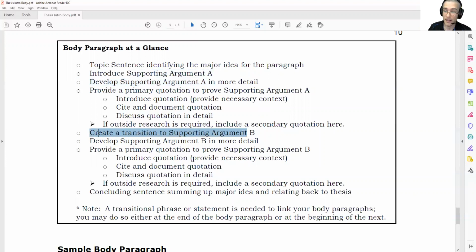Then you have maybe a sentence or a half of a sentence that transitions into supporting argument B and develops supporting argument B. So you establish what supporting argument B, or 2, is, and you show how it derives from, or it leads off of, or follows from supporting argument A. And you do the same thing again, providing the evidence for it, analyzing the evidence, and showing how that piece of evidence, how that quotation, helps you to prove supporting argument B. If outside research is required, then you can integrate that and develop it as well.